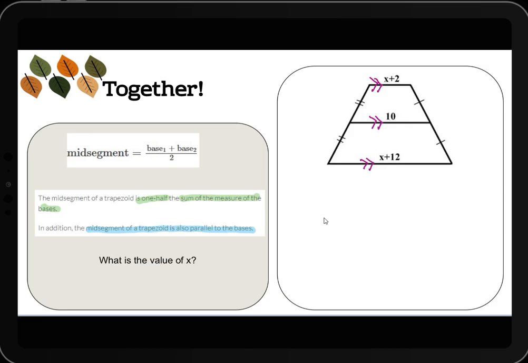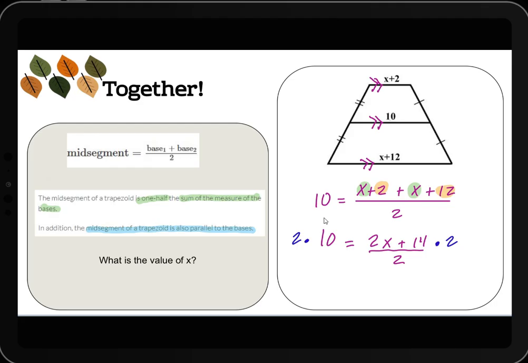We can go ahead and plug in our mid-segment length, which is actually given to us. It's 10. And we can combine these together. So we have x plus 2 plus x plus 12, and we're going to divide that by 2. Now, we can combine like terms, so recognize that we have x, and we have 2 and 12. That's going to get us 10 is equal to 2x plus 14 divided by 2. Then I can multiply both sides by 2 if I want. It's not the only thing I could do here, but it's probably the more formal approach. So I'm going to do that.